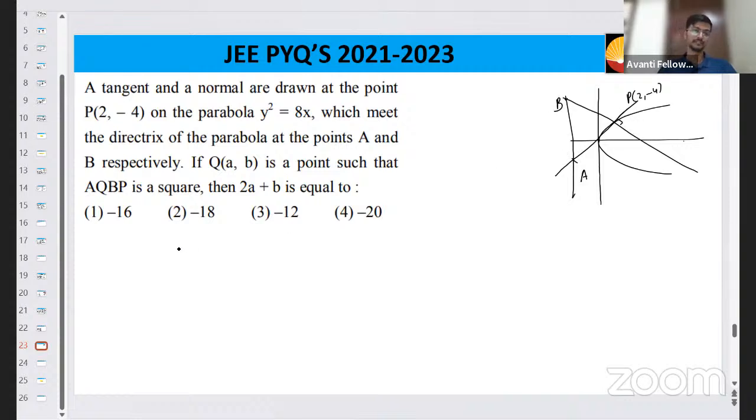Okay. So let us first find the equation of the tangent. Point Q is such that AQBP is a square. So I think point Q will be here. Let me change the color so you can see. Point Q will be here, whose coordinates are (a, b). I think this will complete a square. Basically, this is the diagonal of the square, which is parallel to the x-axis, right? So you have to find 2a plus b. That means basically we require the point Q (a, b).